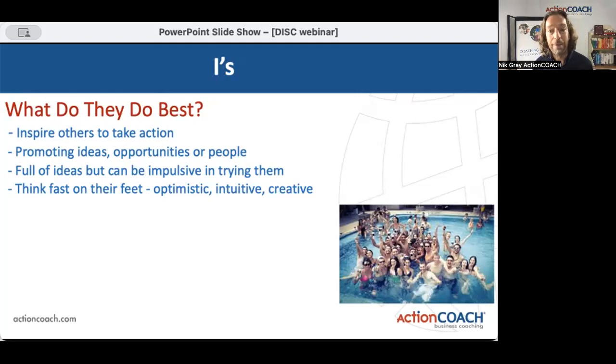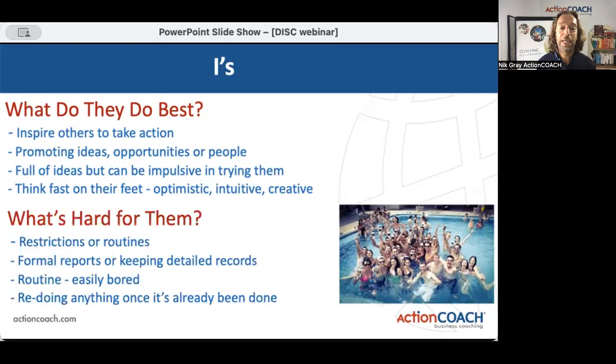But what's hard for them is restrictions and routine, formal reports, keeping records, details. They easily get bored. Is this ringing the bell with anybody? As I'm talking through these, just make a note of anybody you think is one of those styles. And redoing stuff more than once that's already been done is difficult for an I.